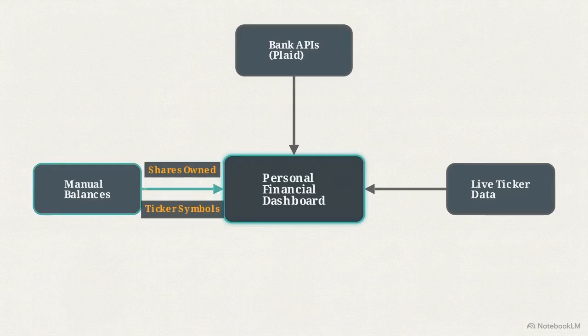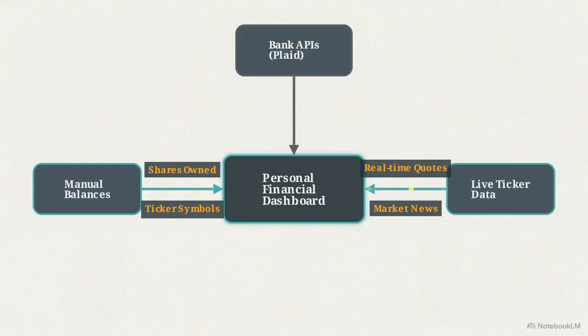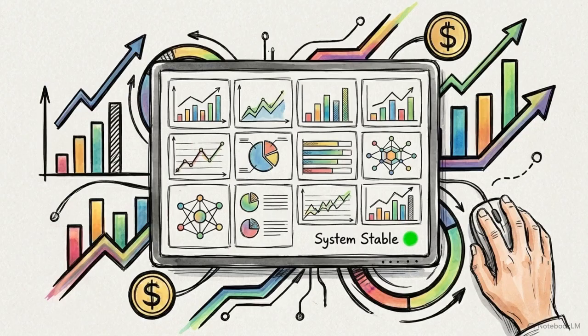Instead, we use a more stable approach. This flowchart shows how it works. You manually enter static account balances on one side and let the dashboard pull live market ticker prices on the other. Notice how the bank API's pipe is completely blocked off. Prioritizing system stability over complete automation guarantees your dashboard remains a reliable daily tool, rather than a constant maintenance headache.